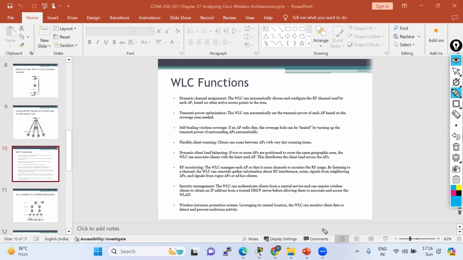This means they need an IP address. Before authenticating, they cannot get the IP address, and if they fail to authenticate, they cannot access the internet or the intranet, whatever we have. So this is how it happens.